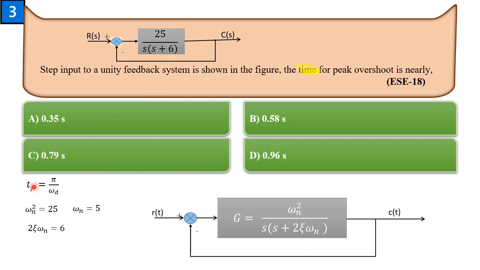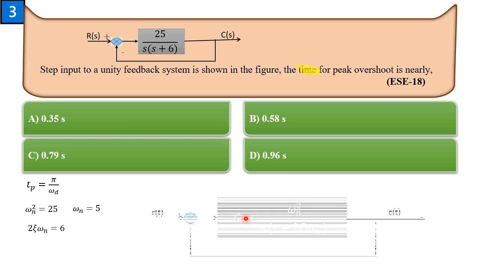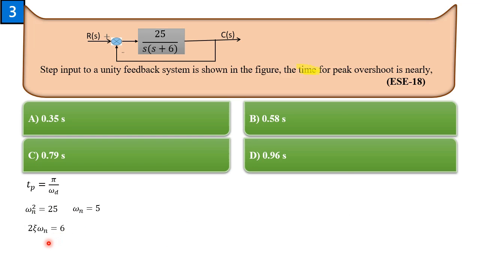Now we have all the terms here, so I'm removing this figure. Now let's see here. 2 zeta omega n is 6, so zeta omega n is 3. And now we have to put the value of omega n from here to here. So zeta will be 3 upon 5, that is equal to 0.6.